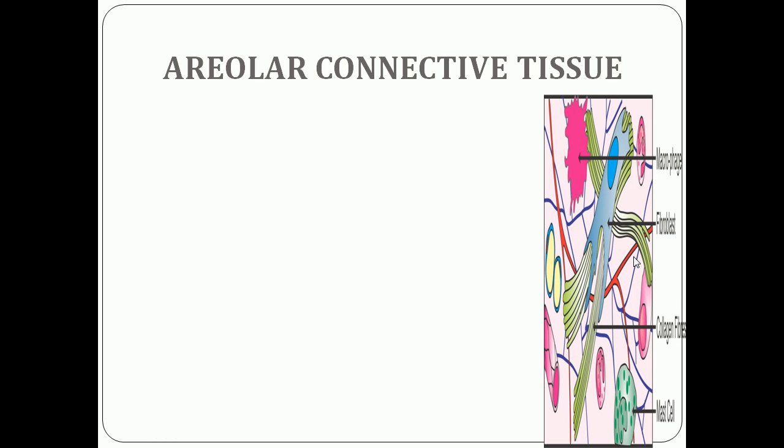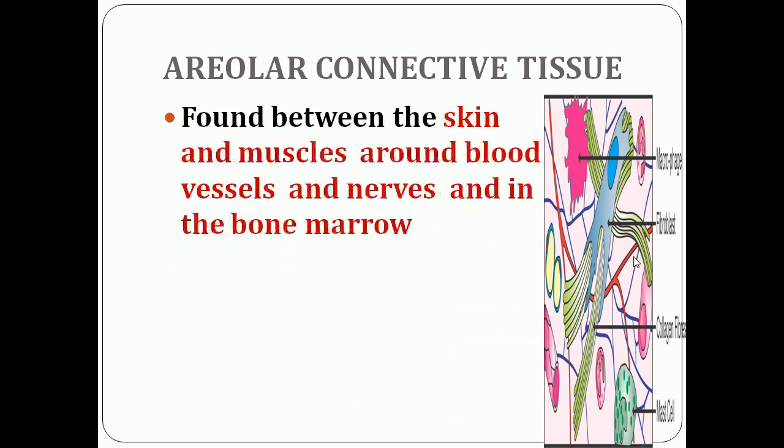Now, the next type of connective tissue is areolar connective tissue. So where is it found? It is found between the skin and muscles, around blood vessels, and it is also present in nerves and in bone marrow.